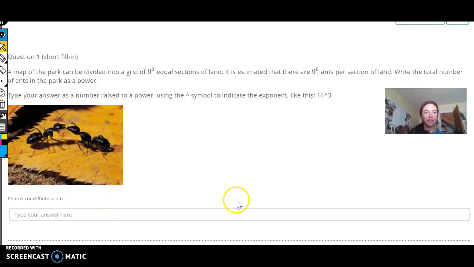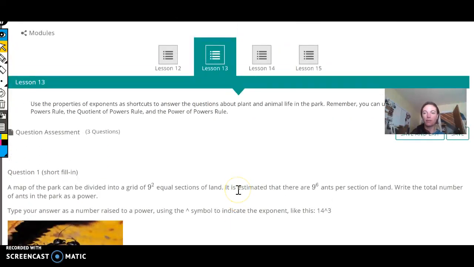Hi, math students. It's Miss Carol again, and we are back for the Unit 3 project, and this time we're on Lesson 13. We are going to use the properties of exponents as shortcuts to answer the questions about plant and animal life in the same park that we were dealing with earlier. They have a little reminder here that we can use the product of powers rule, the quotient rule, or the power of powers rule to answer these three questions.